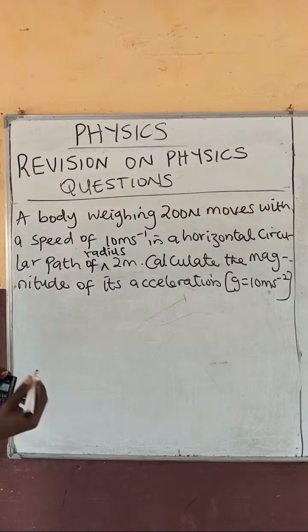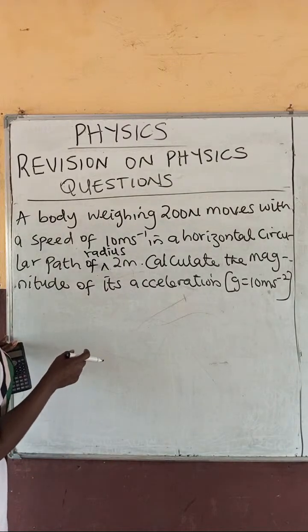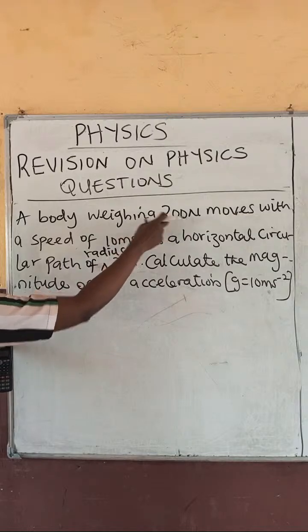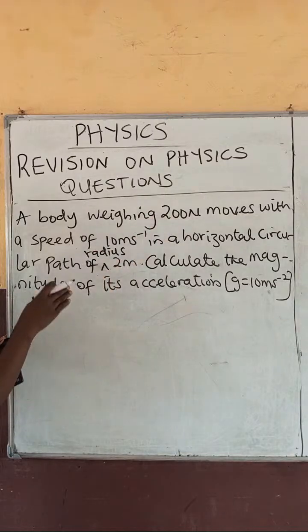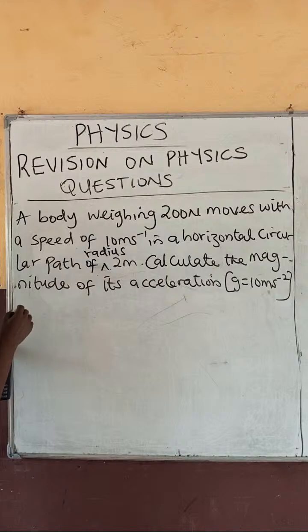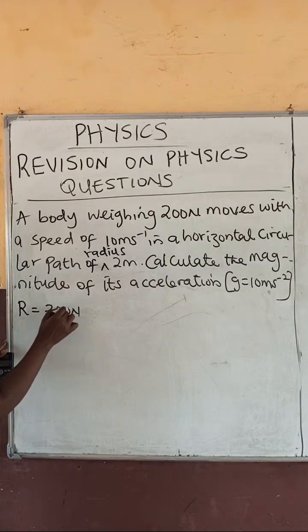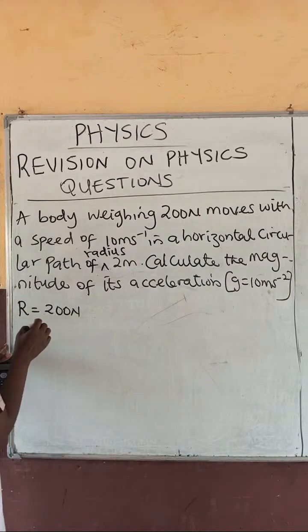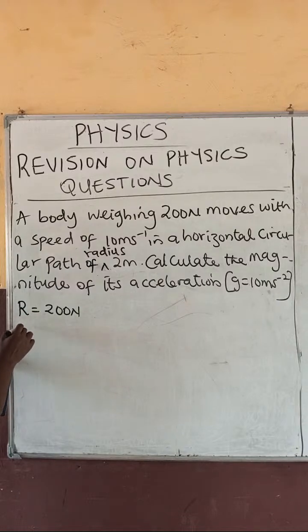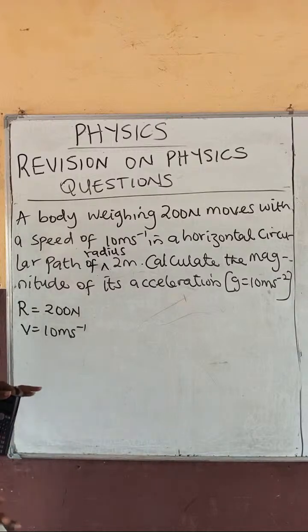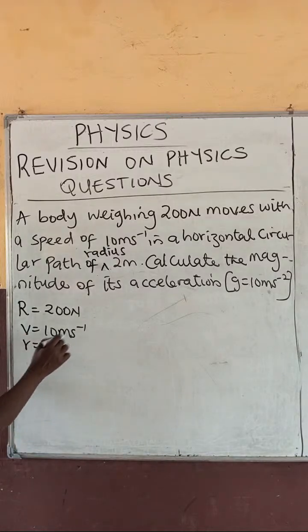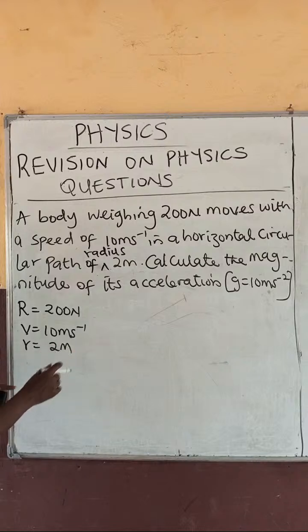Okay? So what we are going to do is the weight of the body. This is the weight of the body. That means this is the reaction force. My reaction is 200 Newton. Then the body moves with a speed v equals 10 meters per second, and we have radius to be 2 meters.